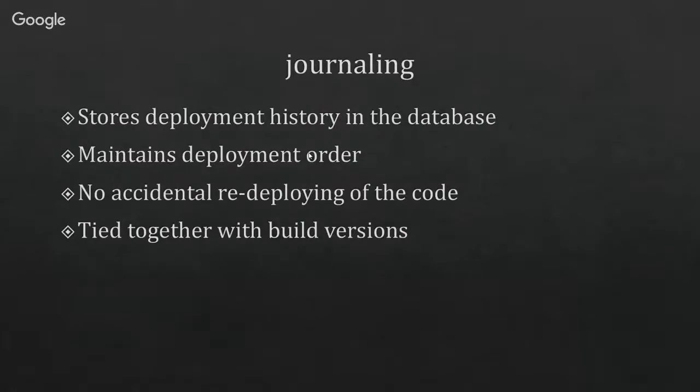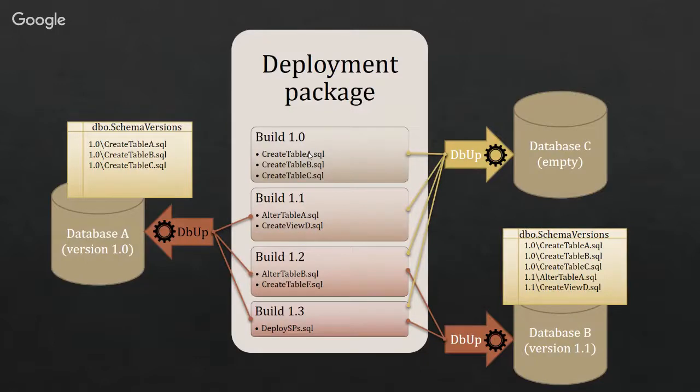One of the main things about database deployments is journaling. Every deployment should be stored somewhere in the database, and it's a table, obviously. That table helps us check whether the code has already been deployed. It also helps us find the deployment order and things like that. So this is the idea of the deployment package that I'm using inside the module.